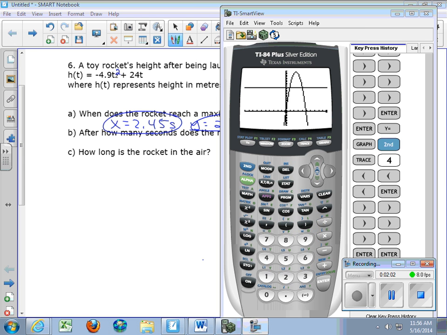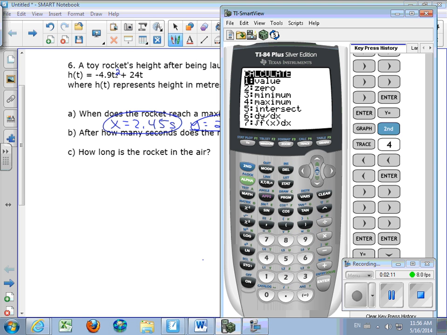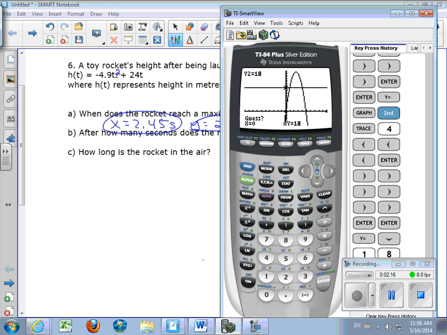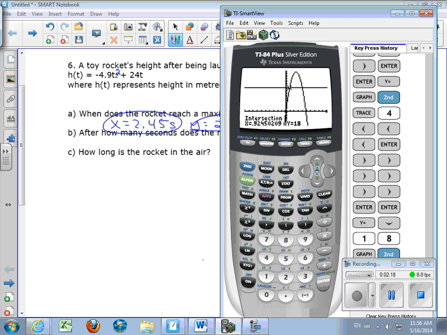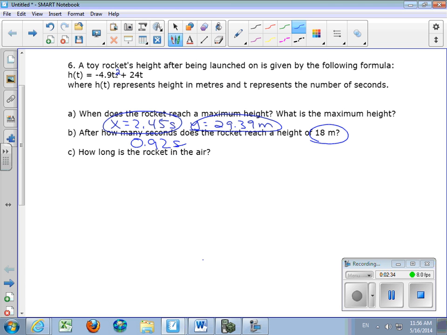After how many seconds does the rocket reach a height of 18 meters? We want to find the intersection point of the 2 lines. So we go second trace, we choose number 5 for intersect, and then we just go enter, enter, enter, and the cursor lands on the point of intersection. So when x is 0.92 seconds, y is 18 meters. So it will hit a height of 18 meters for the first time after 0.92 seconds. You could find the other one as well just by going through the same process, but you just bring your cursor over to the other side.